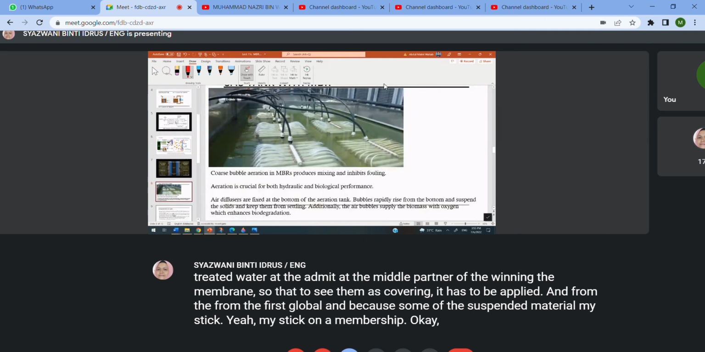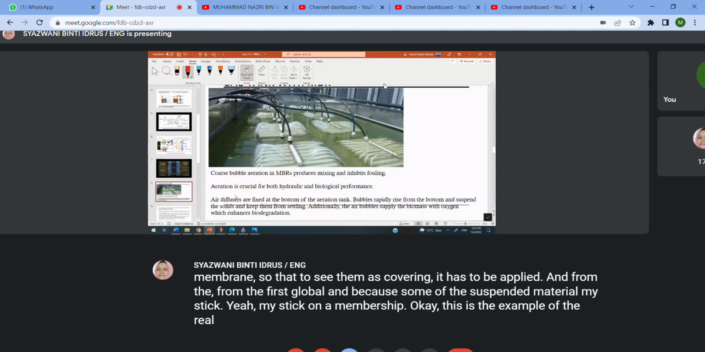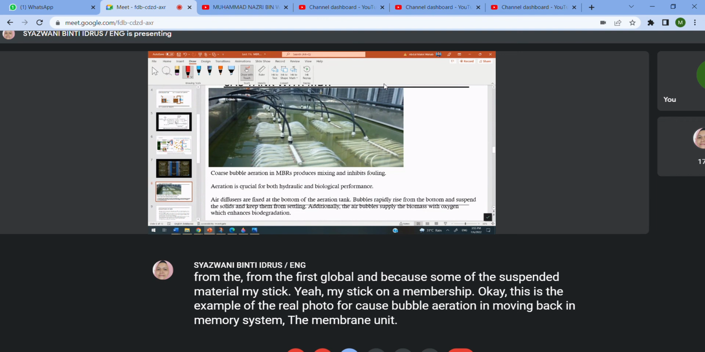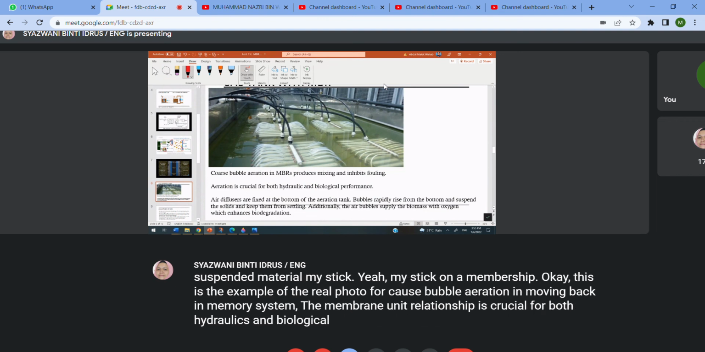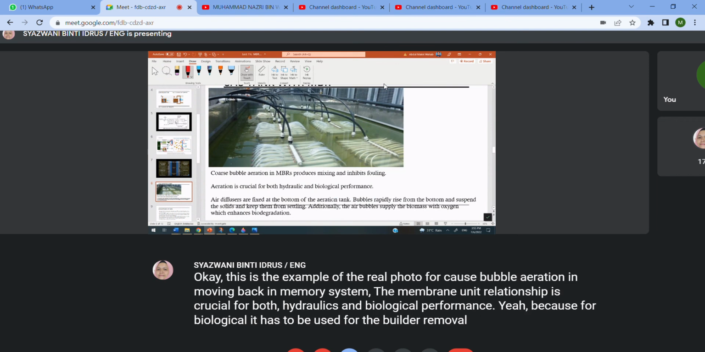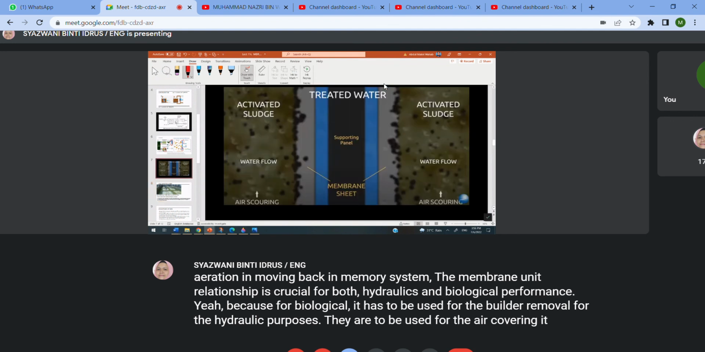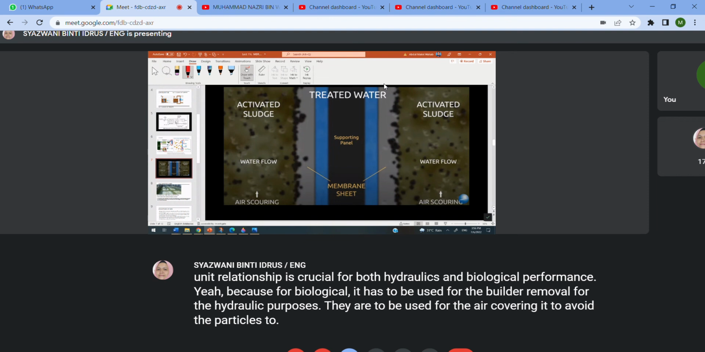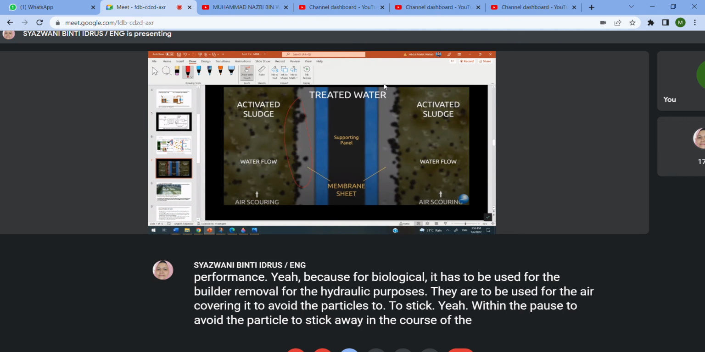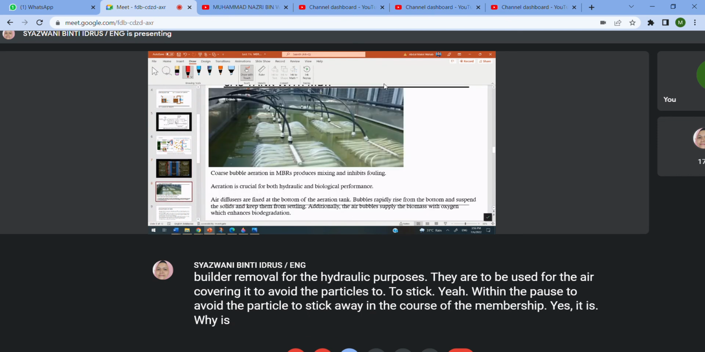This is an example of a real photo of coarse bubble aeration in a membrane bioreactor system, where these are the membrane units. Aeration is crucial for both hydraulics and biological performance. For biological performance, it is used for the BOD removal. For hydraulic purposes, it is used for air scouring, to avoid the particles sticking within the pores of the membrane sheet. So that's why air is crucial for two reasons.